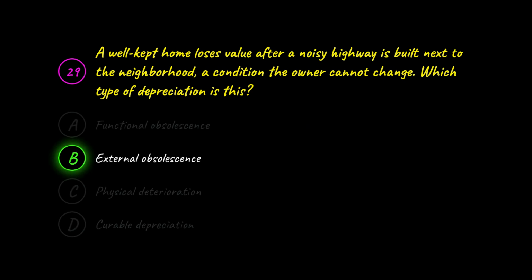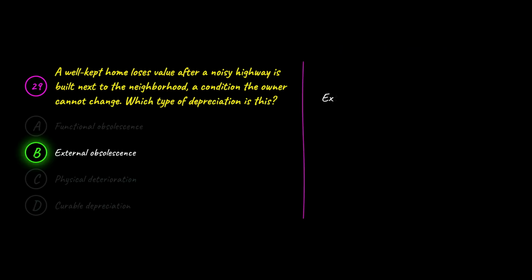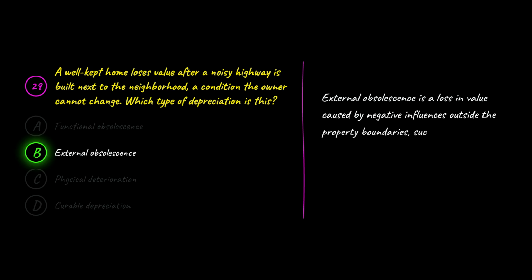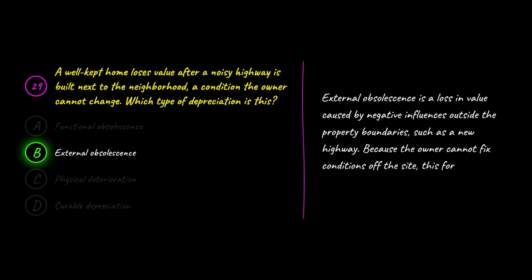The correct answer is B. External obsolescence. B is correct because external obsolescence is a loss in value caused by negative influence outside the property boundaries, such as a new highway. Because the owner cannot fix conditions off the site, this form of depreciation is considered incurable.